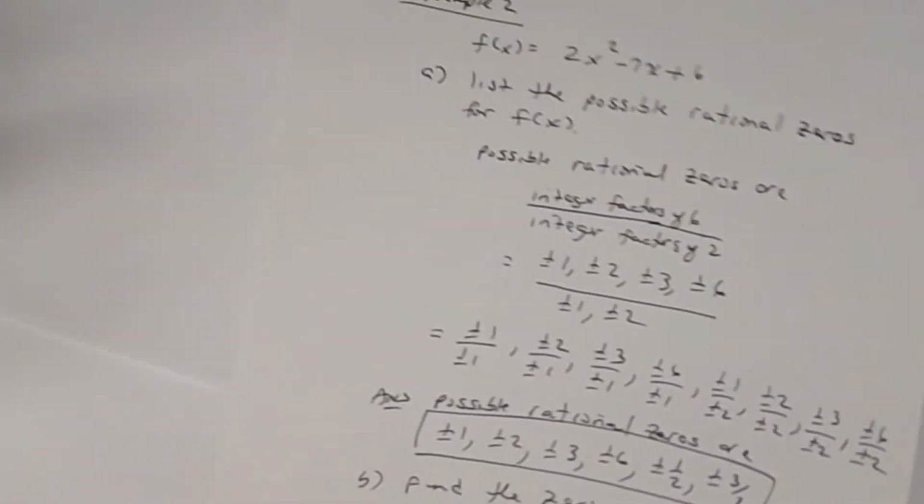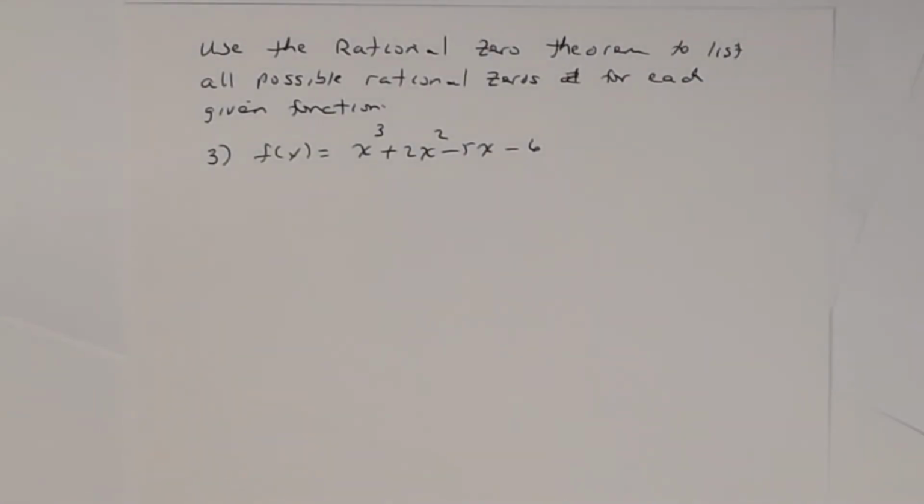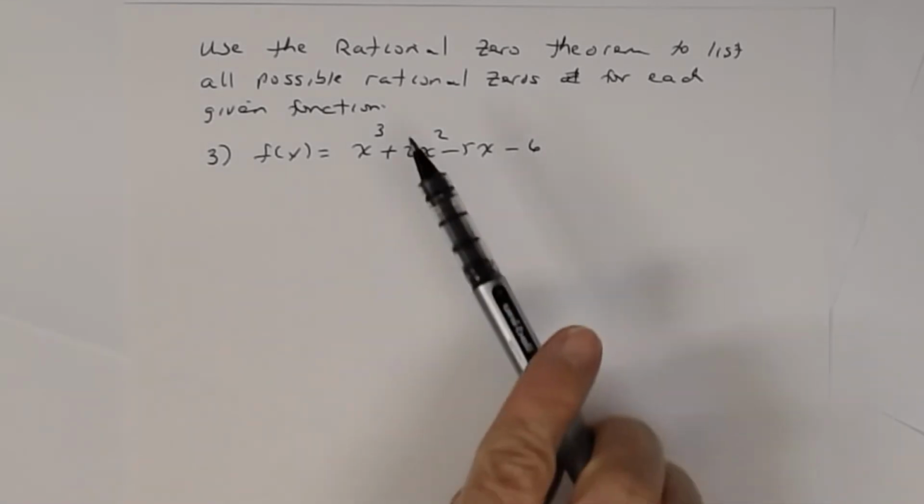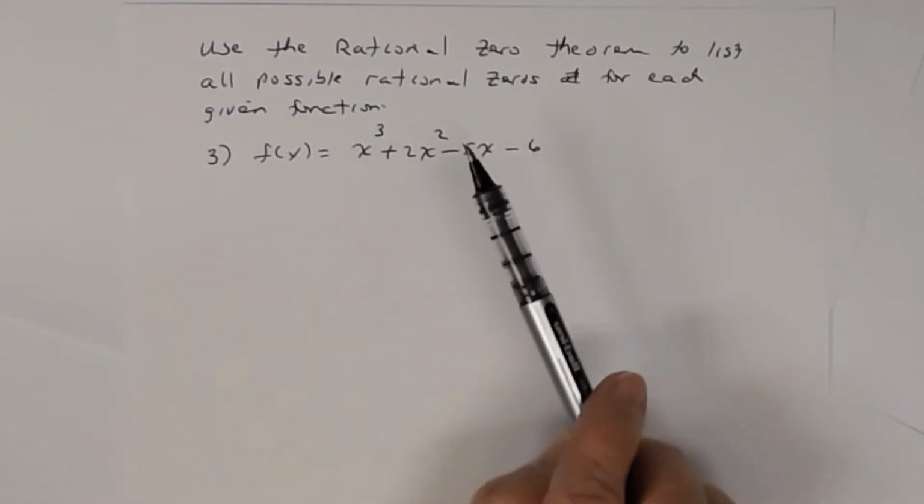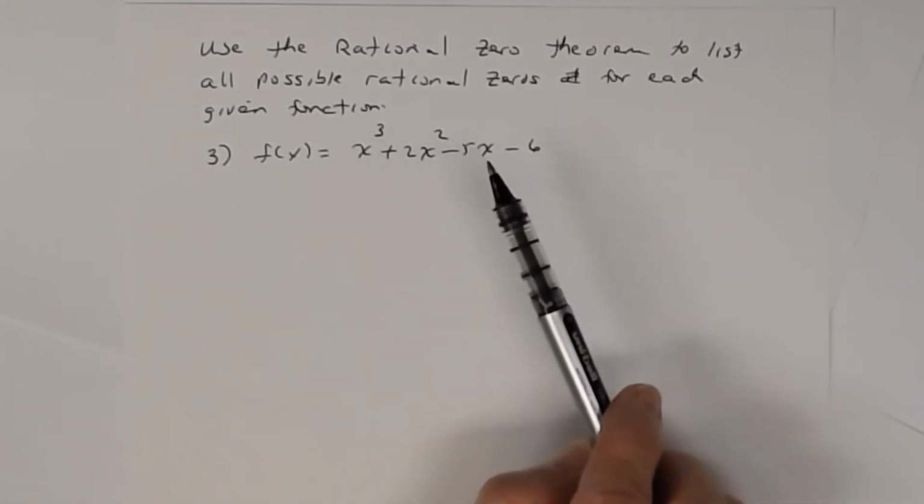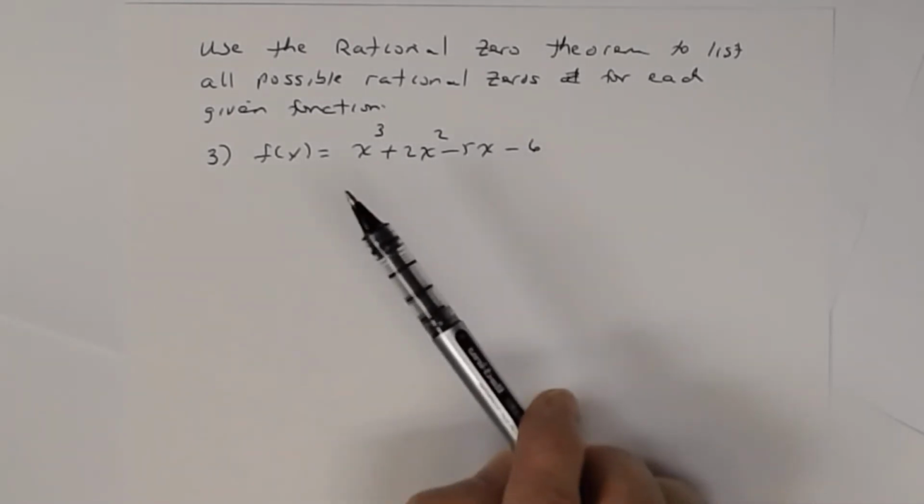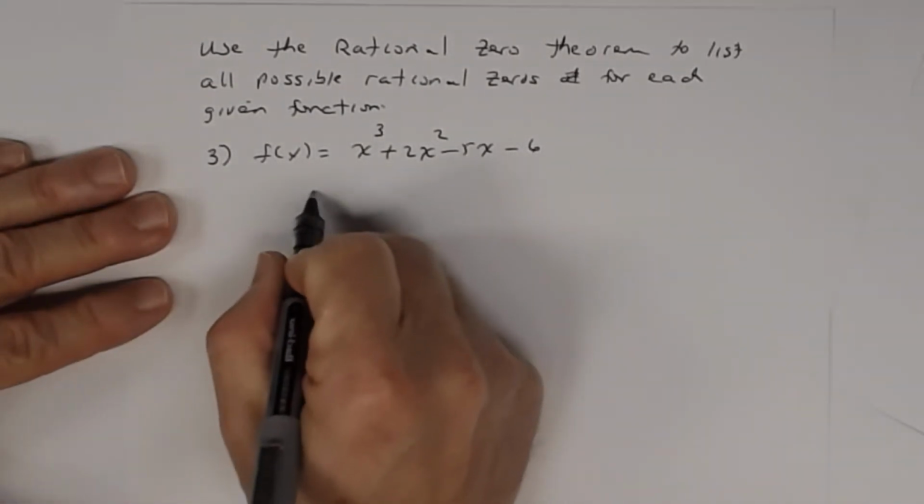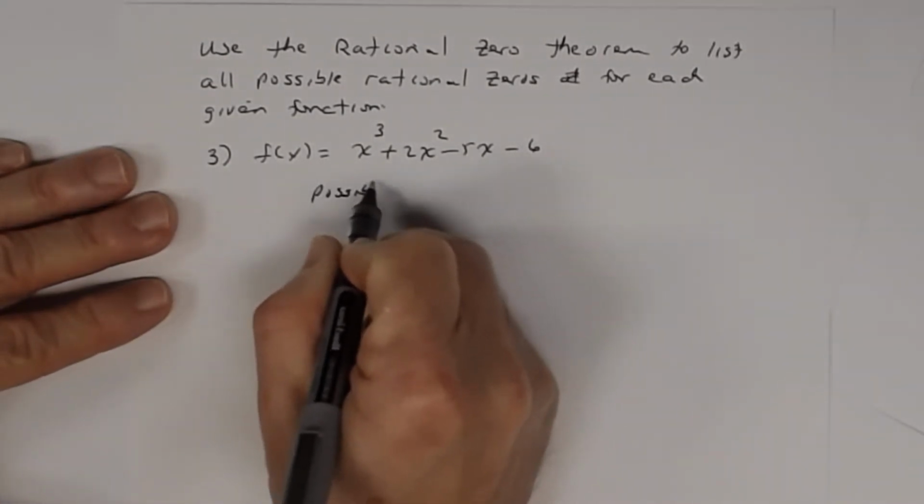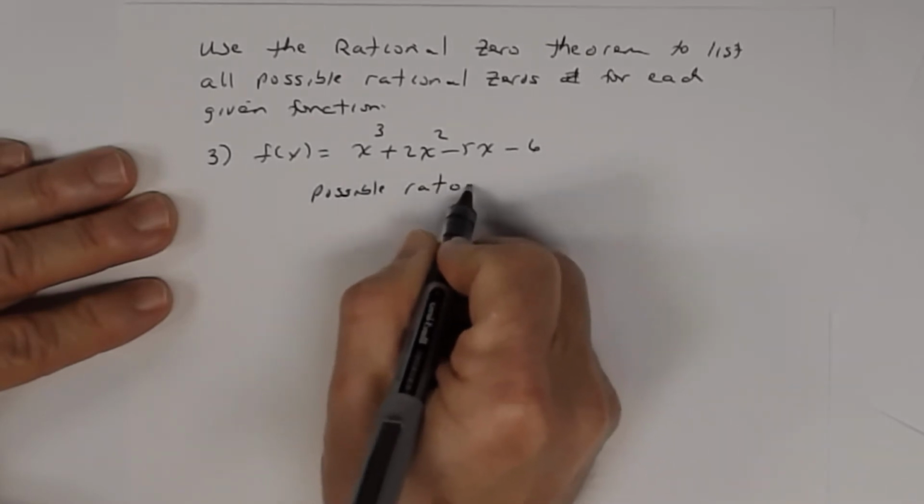Okay, so let's look at example 3. All we're going to do here is just list the possible rational zeros. We're going to learn in the next section how to actually find any rational zeros, if there are any. So we're just going to list the possible rational zeros. So remember how to do that.